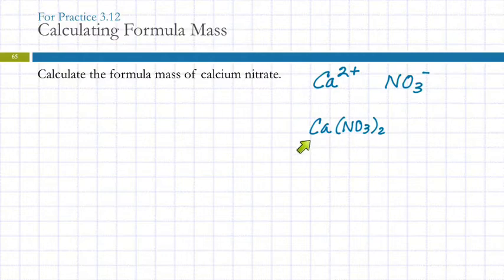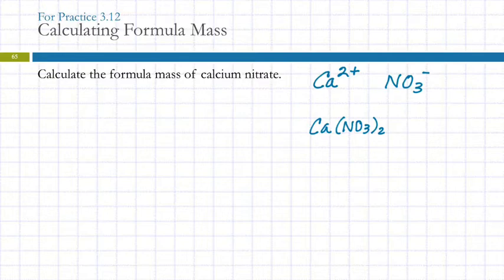So in this formula, there's 1 calcium atom, and how many nitrogen atoms? 2. And how many oxygen atoms? 6. Because we have 2 of these groups. So I think of this as being like a tricycle, where you have 1 seat and 3 wheels, right? If you have 2 tricycles, how many wheels are there? There's 6 wheels. Each tricycle has 3 wheels. So we need to be able to look at the formula and identify how many atoms of each element are there.